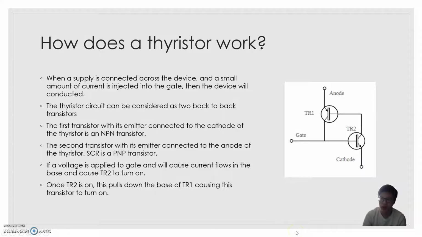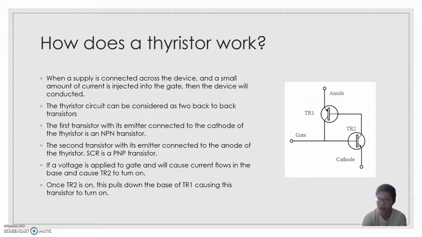How does a thyristor work? If a supply is connected across the device and a small amount of current is injected into the gate, then the device will fire and conduct. It will remain in the conducting state until the supply is removed. The thyristor circuit can be considered as 2 back-to-back transistors. The first transistor, with its emitter connected to the cathode of the thyristor, is an NPN transistor, whereas the second transistor, with its emitter connected to the anode of the thyristor SCR, is a PNP transistor.